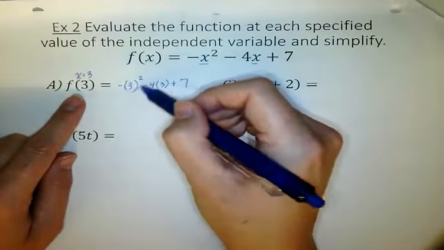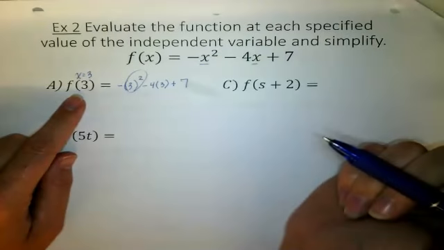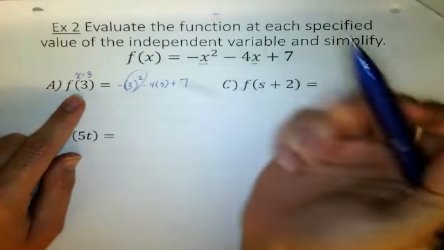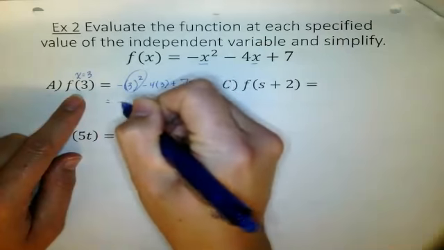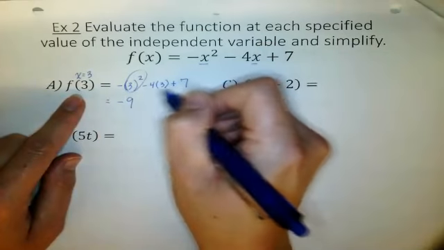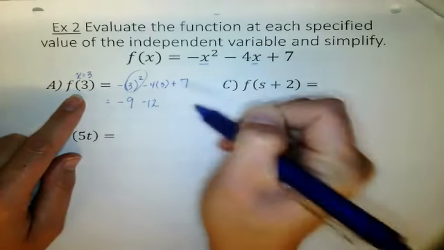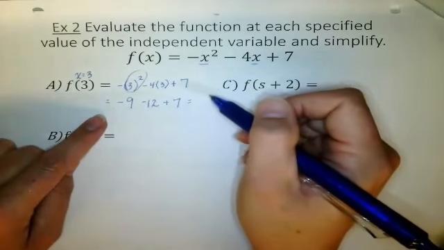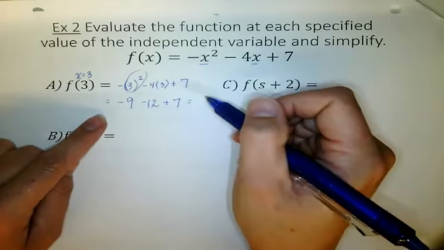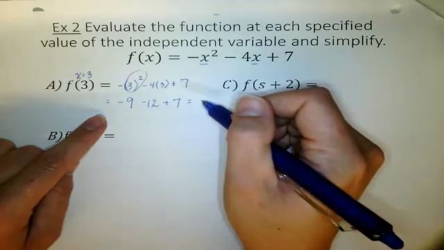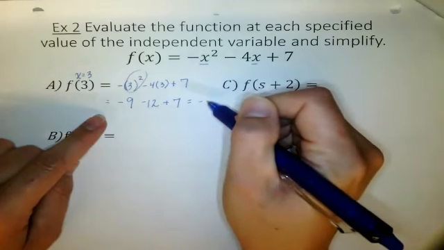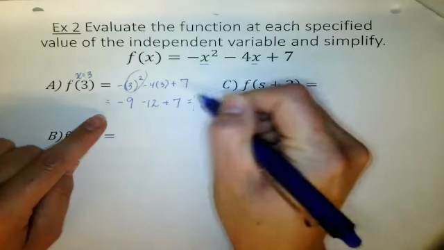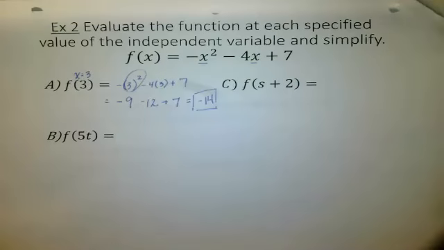Exponent. And what is 3 squared? But there's this negative hanging out in front, so it's really a negative 9. We can multiply. Negative 4 times 3 is negative 12 plus 7. And what do we get? Negative 14. Negative 14. There we go. Good. All right. Very good.